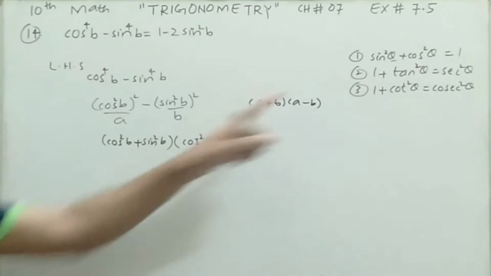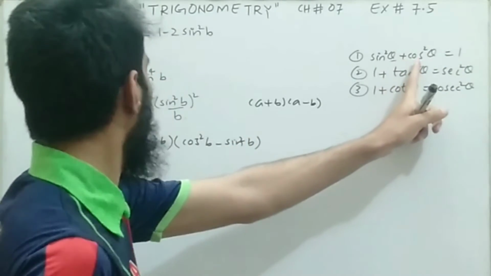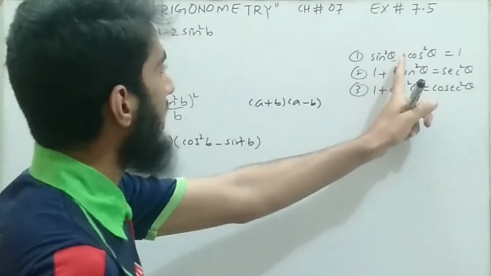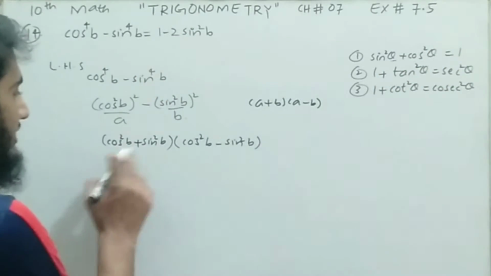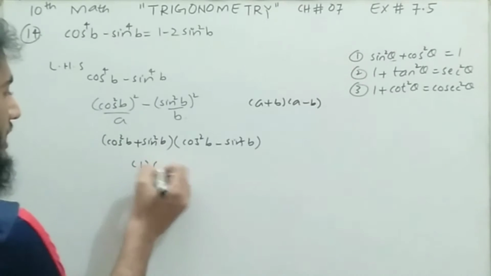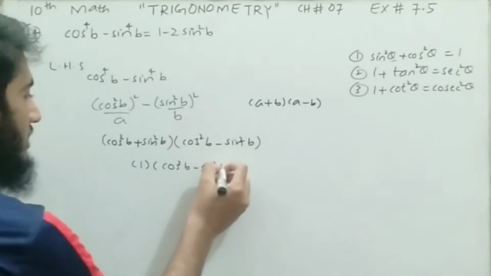You know that cos square theta plus sin square theta gives us 1. If we replace theta with a, or if we replace theta with b, it doesn't affect the equation. So sin square b plus cos square b gives us the value 1. And after this, cos square b minus sin square b.